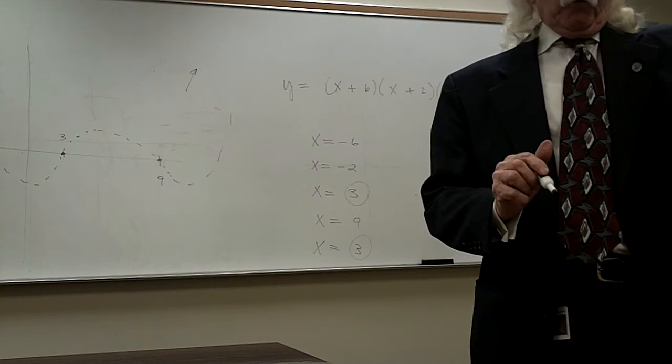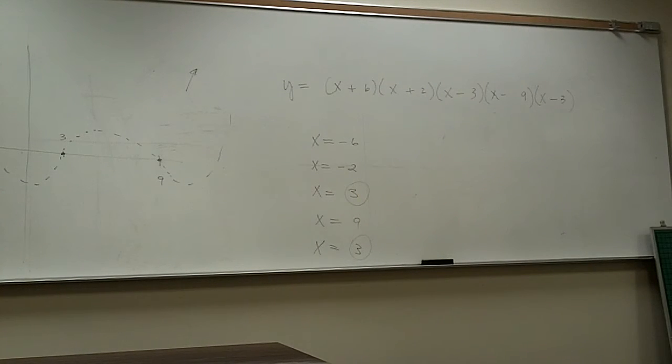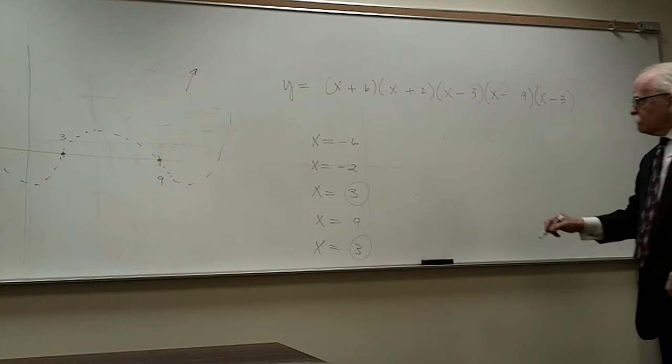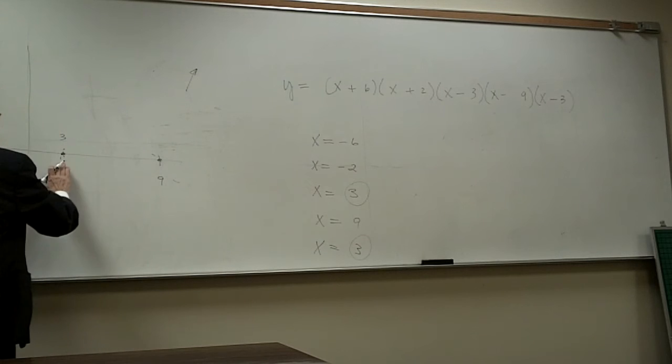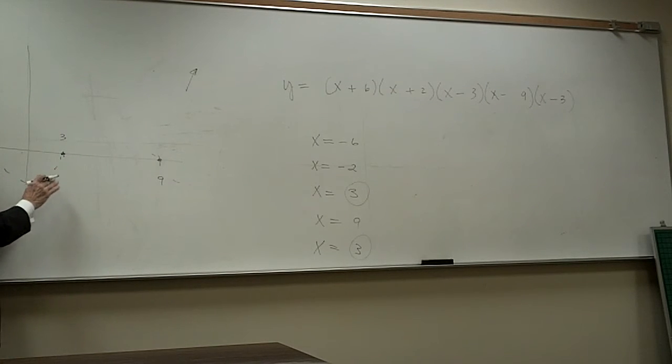Listen to me. When you have an even multiplicity solution, your line will not cross the x-axis at that point. Only two people got it right back here and here. That means you had to do something here to fix the problem, because here's the even multiplicity solution.